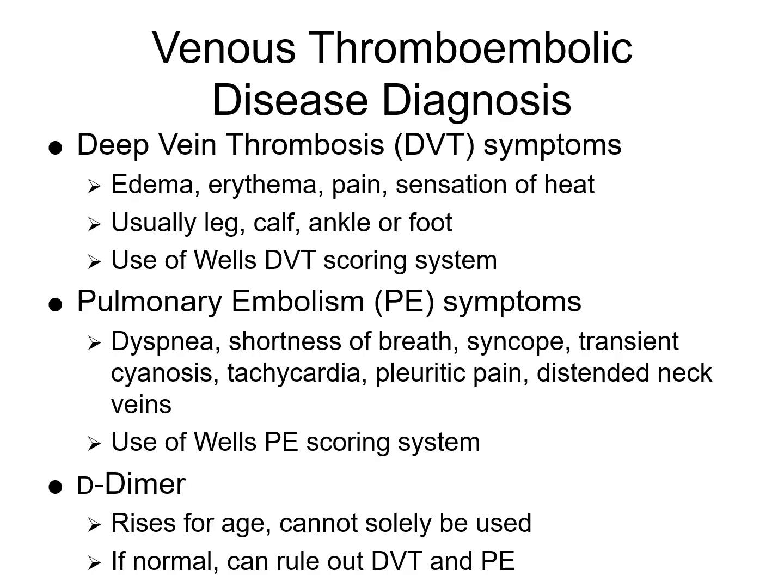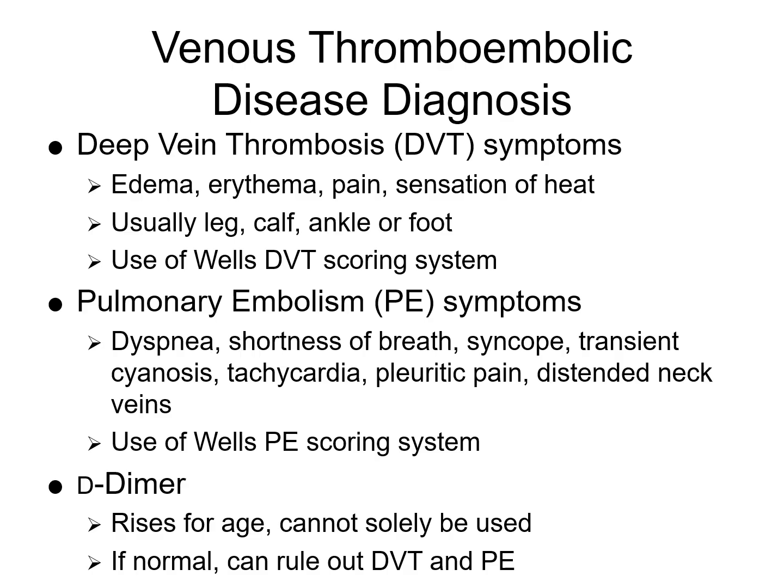Tachycardia, where they have rapid heart rate. Pleuritic chest pain, so that's sharp chest pain that worsens with deep breathing or coughing. They may also have distended neck veins, which show an increased venous pressure due to obstructed pulmonary circulation.